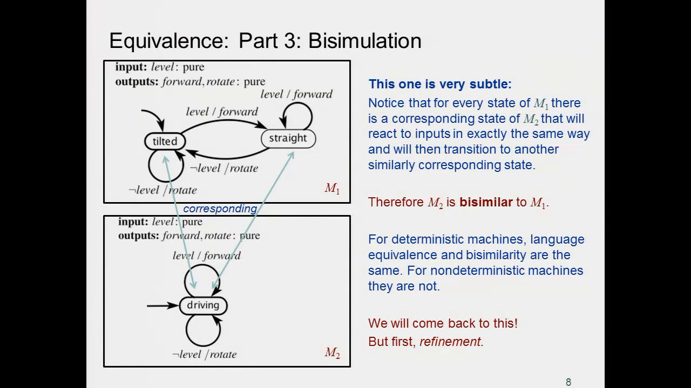Okay, so this is the equivalence between the state driving and the state tilted and straight, and so for every move that I do up there, I can do down here, and this state is equivalent to these two states, right? So I can indeed reduce the dimensions of the finite state machine without killing its behavior.